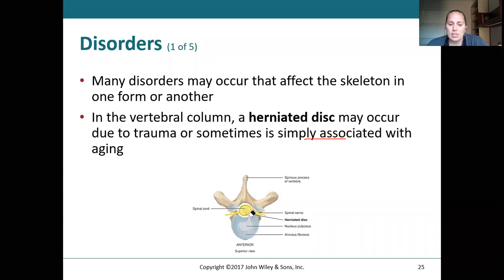Here, if you have a herniated disc, it's going to press upon those nerves. It's going to cause pain in that area. Again, this happens pretty frequently, or most often, in the lumbar area.